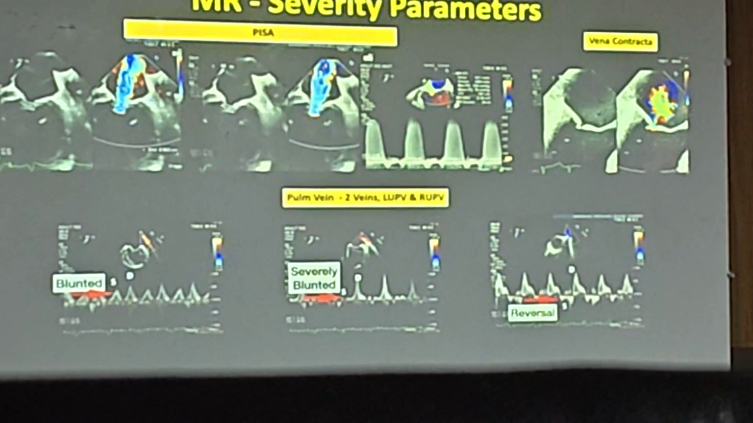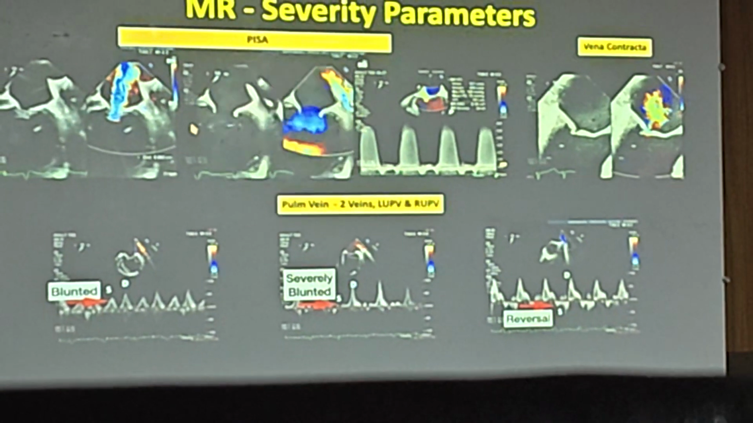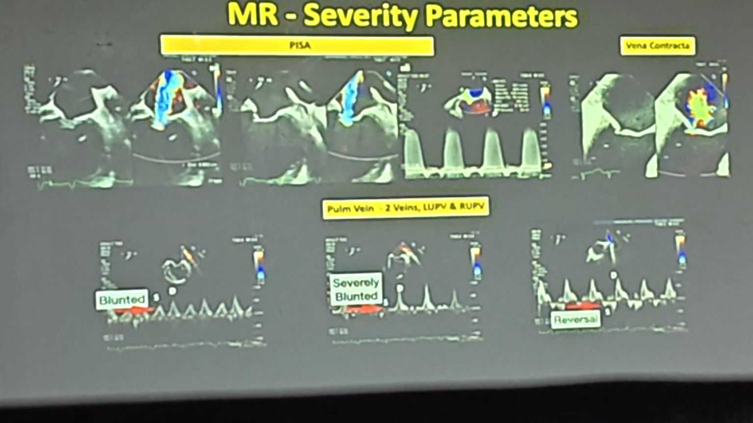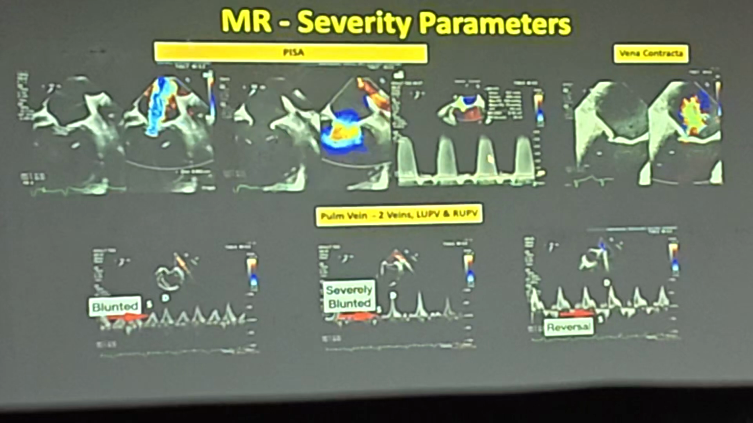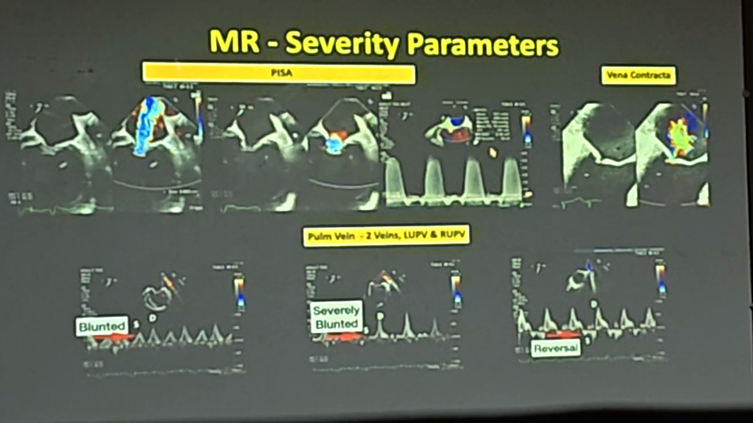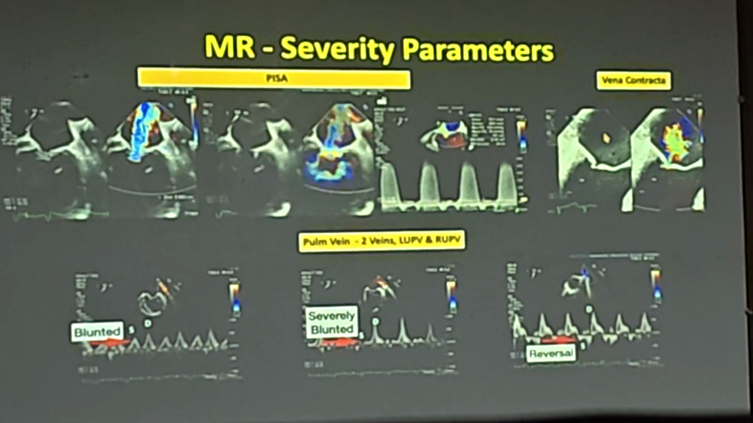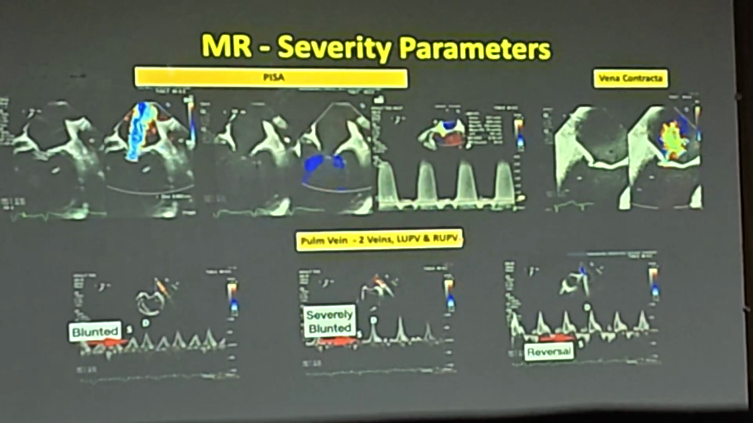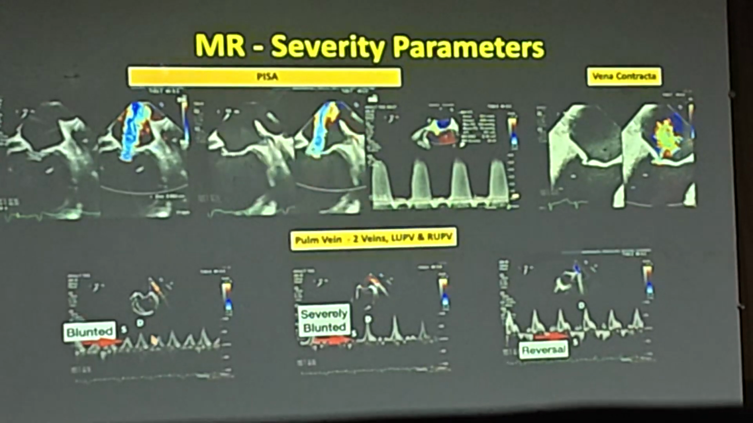Then again, just like TTE, you go through the same sequence of trying to understand the severity. So look at the PISA head: the bigger the PISA head, the bigger the orifice. So that's what you have to look into. And if you want to go through the full extent of the PISA, capture the MR jet spectral Doppler, and then go to the effective regurgitant orifice area, etc. All those things. And then the vena contracta: look at it in different views and make sure that you don't underestimate or overestimate.